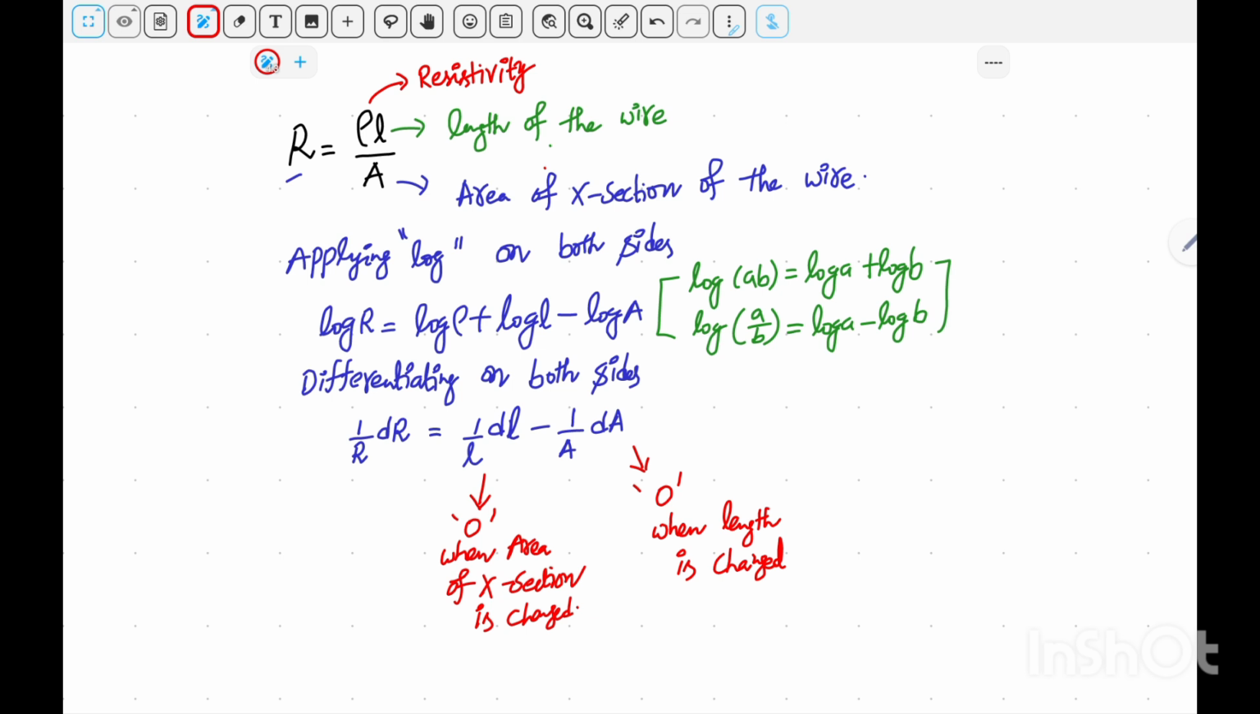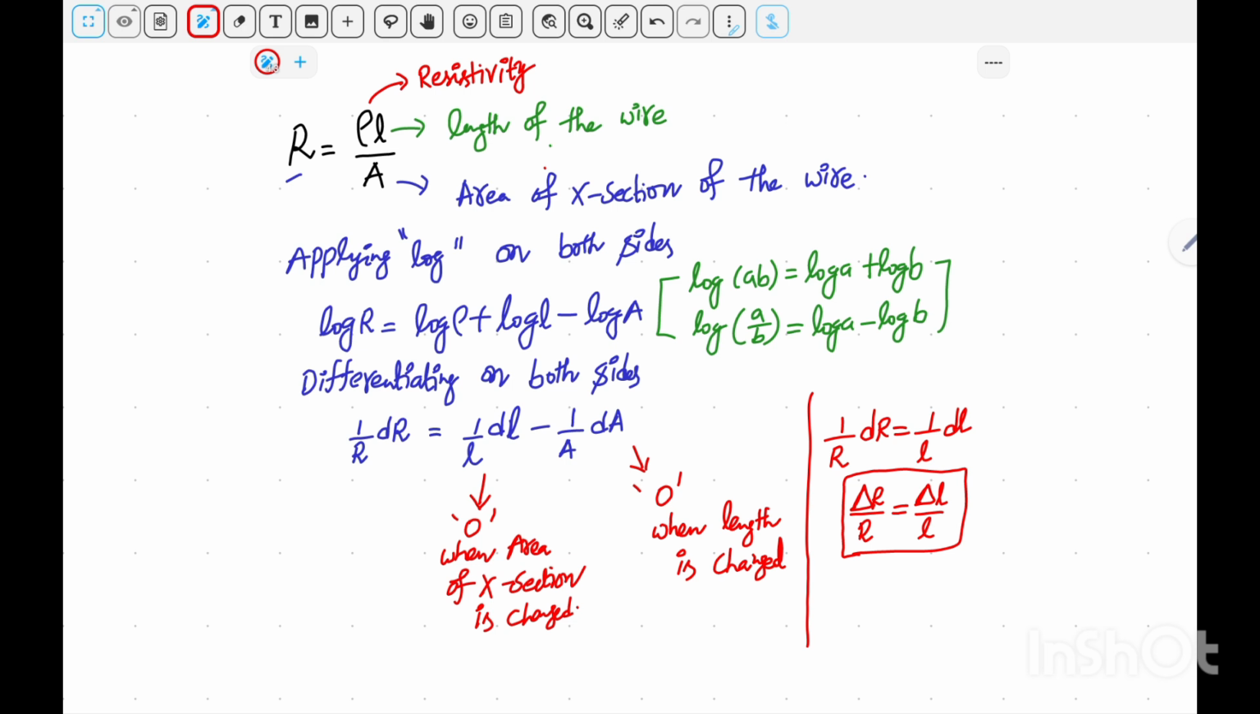Now, considering the two effects separately, 1 by R dR can be written as 1 by L dL. Replacing this dR and dL with delta R and delta L, which are small changes in resistance and small changes in length, we get the change in resistance by original resistance is equal to change in length by original length. So this is the relation that we'll get.